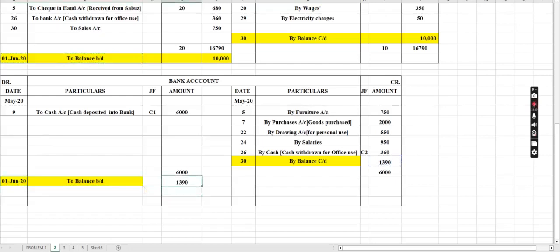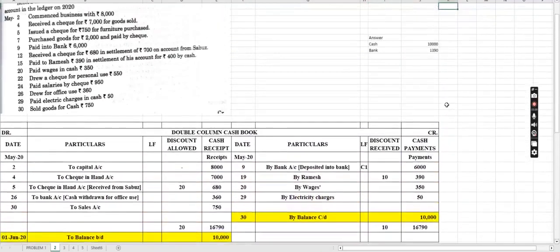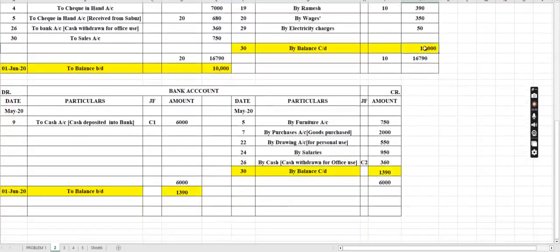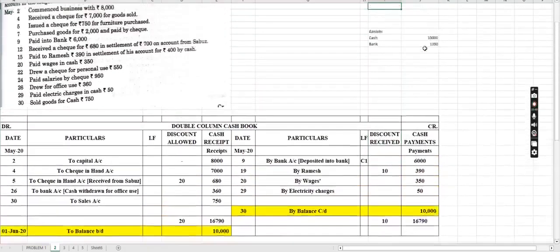So this is the balance brought down and carried down for the particular transactions. Here, see whether the answer is right or not. See here, the answer is right. Cash should be 10,000. The bank balance should be 1,390. Here the cash balance is 10,000 and the bank balance is 1,390. So the problem is solved.